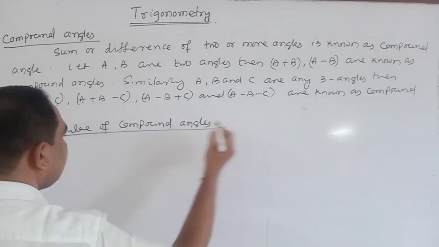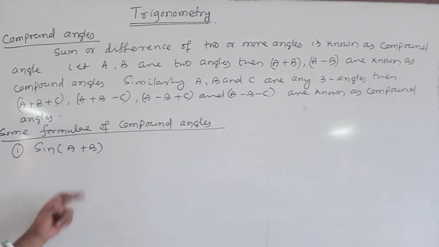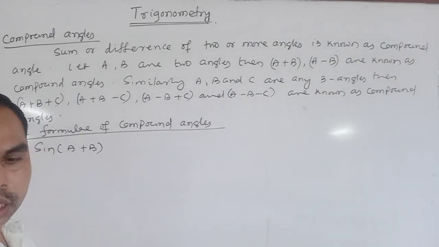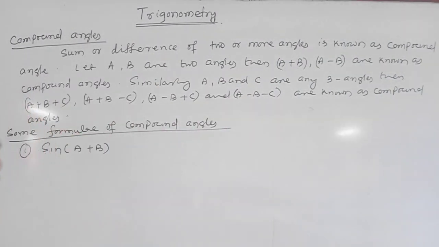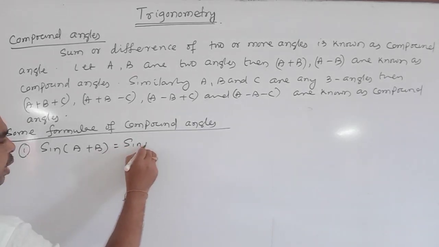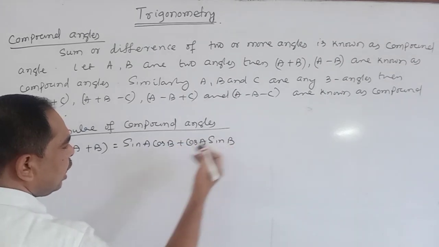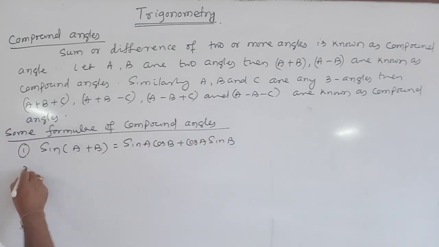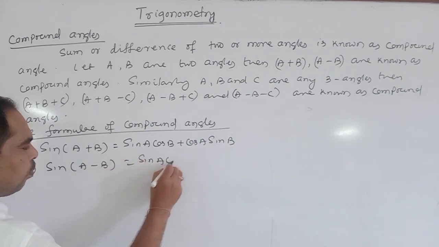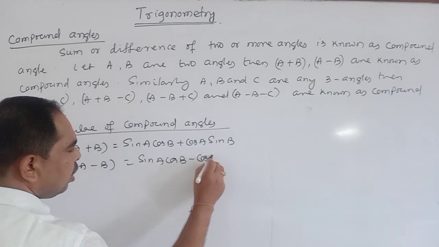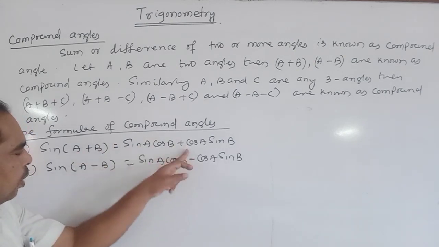One, sine of A plus B. Learn the formula by heart. Sine of A plus B is equal to sine A into cos B plus cos A into sine B. Sine cos, cos sine. Two, sine of A minus B is equal to sine A into cos B minus cos A into sine B. Plus, this is minus.